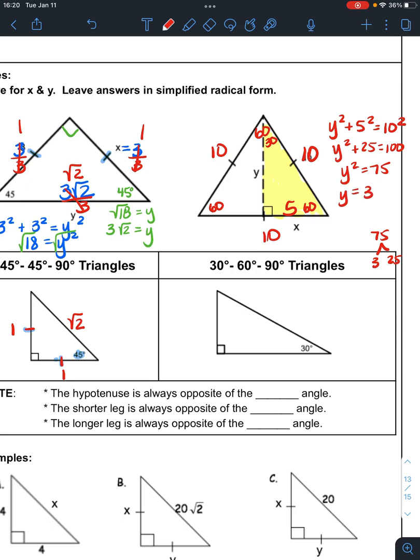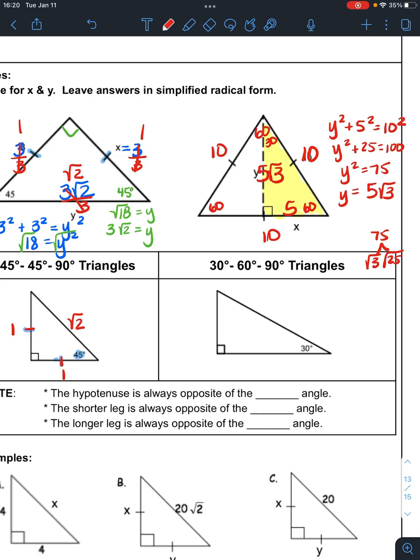Let's take the square root of both sides. That's going to leave me with 5, the square root of 3 and the square root of 25. The square root of 25 is 5, and the square root of 3 is a decimal that we don't want to deal with, so we're going to leave it alone. We're not going to simplify it any further. So that's 5 root 3.